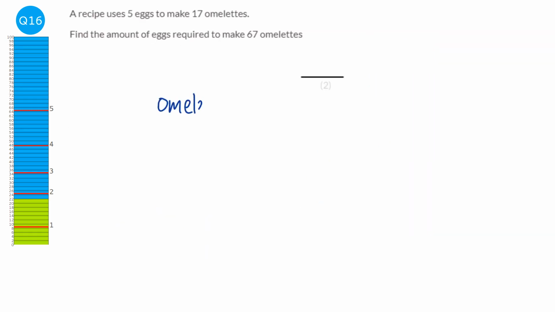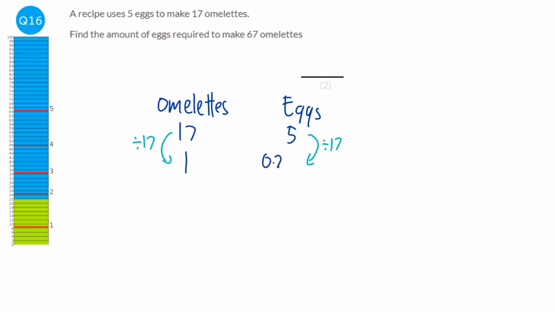So we're going to track the amount of eggs to make each amount of omelette. So 5 eggs makes 17 omelettes, and we're just going to find out how many eggs are required to make 1 omelette. So we divide both sides by 17, and so 1 omelette would be 0.294 and so on eggs.